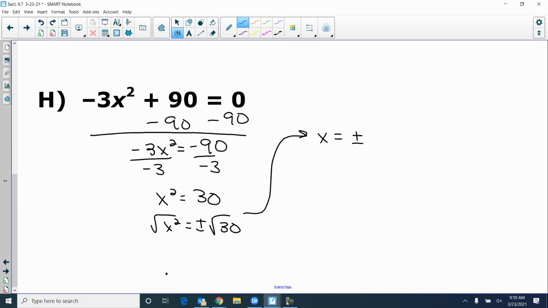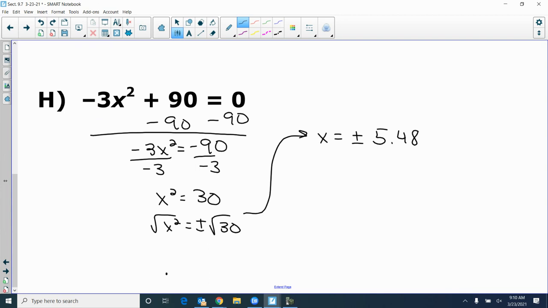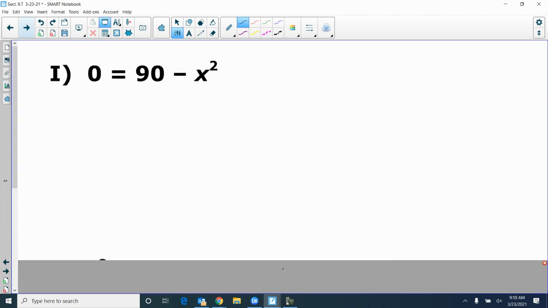Square root. Colin, what you got? X equals plus or minus 5.48. Okay. There you go. That's very good rounding. You do not need to take my night course. So the square root of 30 is 5 point, see, the 477 rounds it up, 5.48. All right, good.